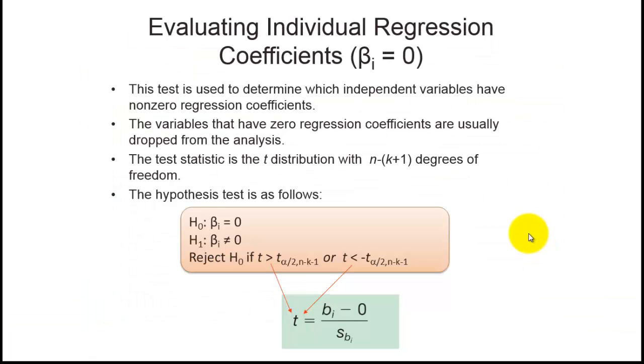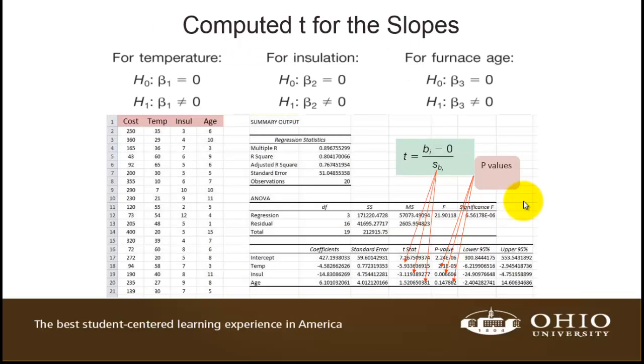Now, we talked about the global test. We know that at least one of the independent variables is significant. How do we know which one? So what we're going to do now is use the t-test to test the hypothesis that each of the individual regression coefficients for the different independent variables is equal to 0 versus the alternate hypothesis that it's not 0. And so we use a t-test for that.